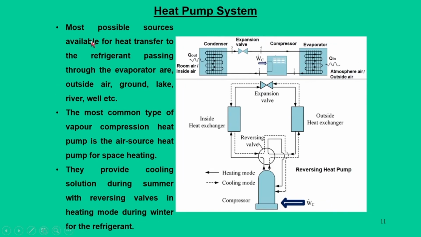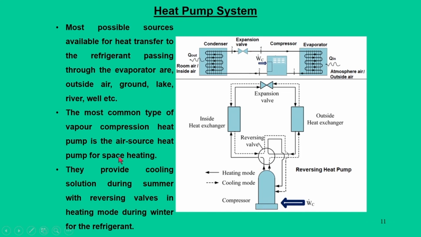applications. The most possible sources of heat transfer to the refrigerant passing through the evaporator are outside air, ground, lake, river and well. Normally, for this evaporator we talk about atmospheric air or outside air, but there are other ways as well. We can also use ground, lake, river, well; all these are possible sources of heat transfer.